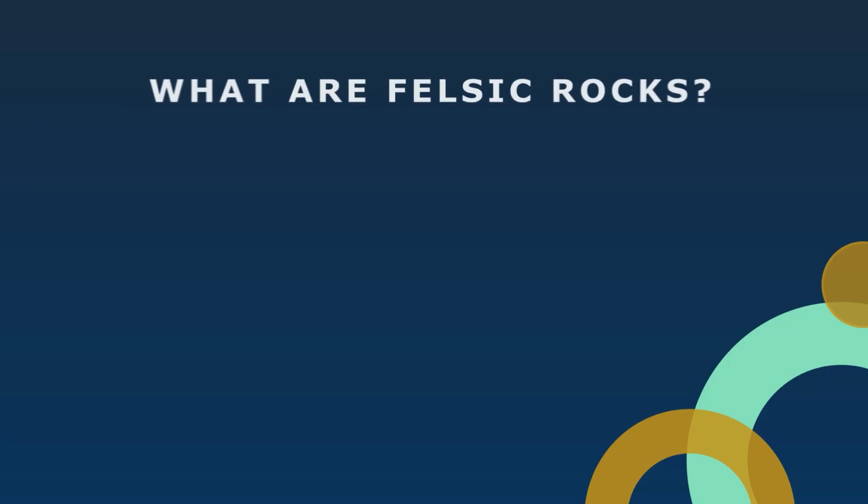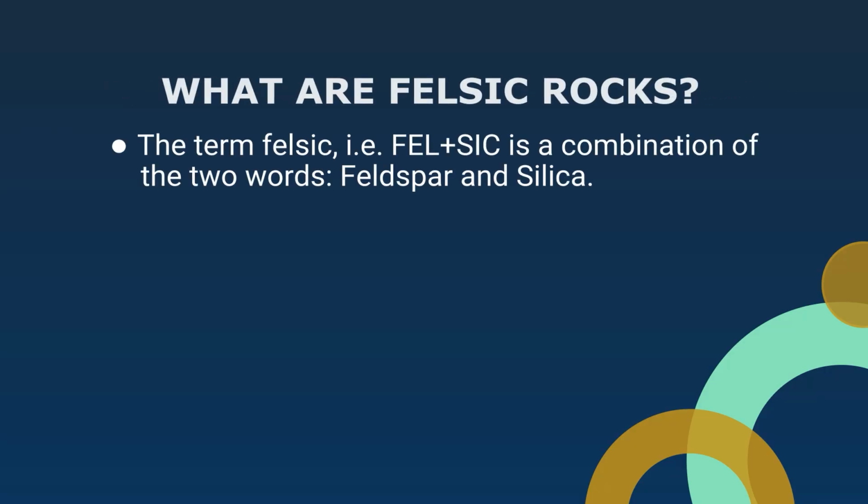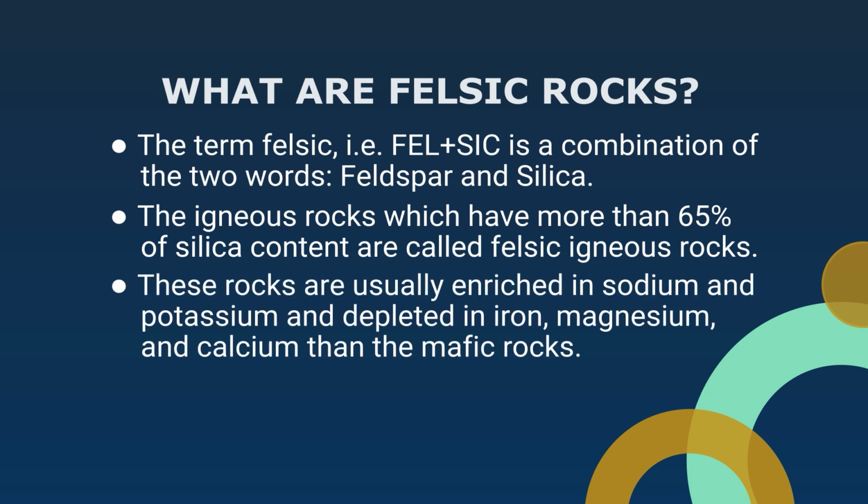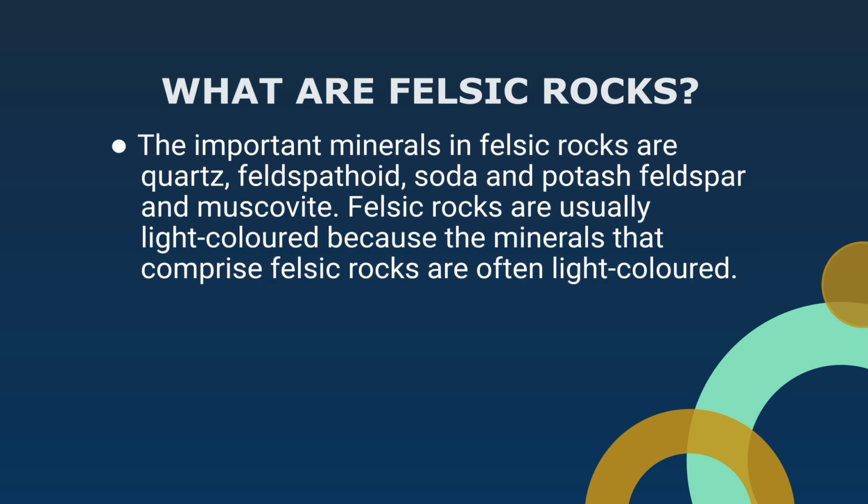Now coming to what are felsic rocks. The term felsic has been derived by combining two words, feldspar and silica. Igneous rocks which are known to have more than 65% silica content are called felsic rocks. These rocks are usually enriched in sodium and potassium and are depleted in iron, magnesium and calcium compared to their mafic counterparts. The important minerals usually in felsic rocks are quartz, feldspathoid, soda and potash feldspar and muscovite.